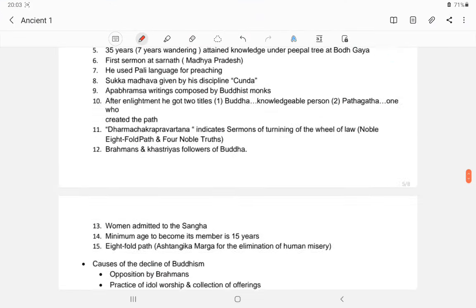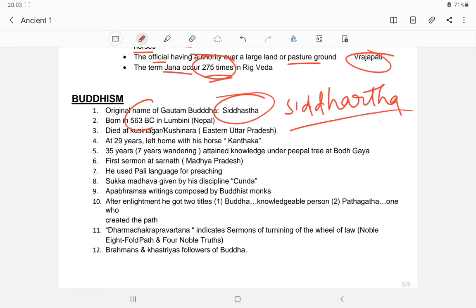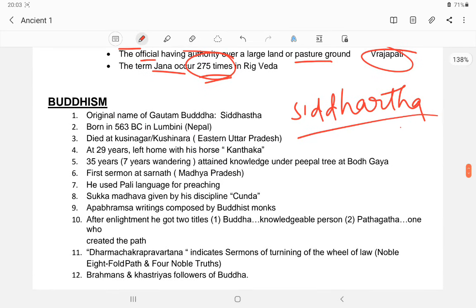Buddhism or Jainism? Let us study. In Buddhism, the first is Siddhartha, the king's son. Siddhartha was born in 563 BC at Lumbini, Nepal. He died at Kushinagar. Just remember this. He attained death at the age of 80.